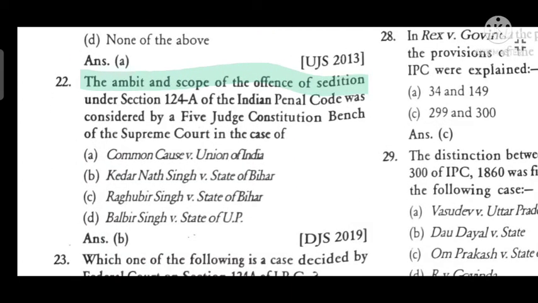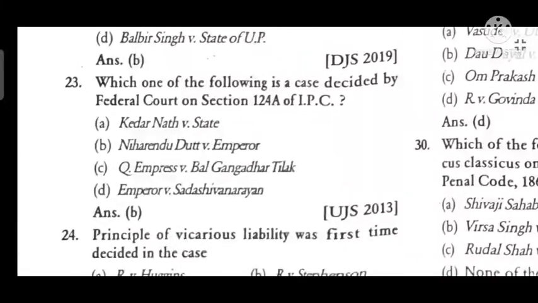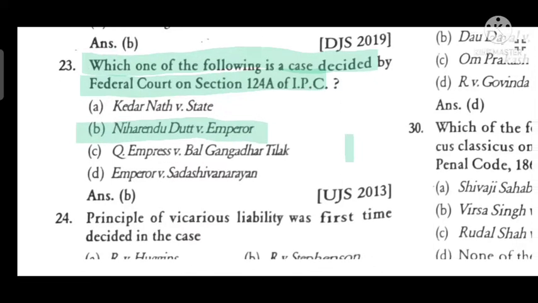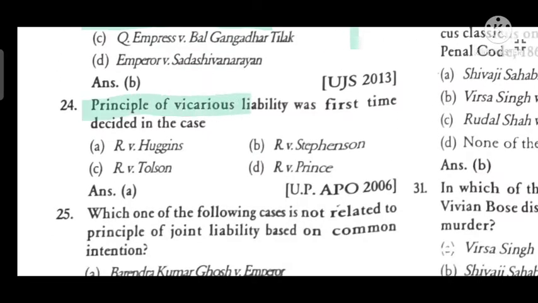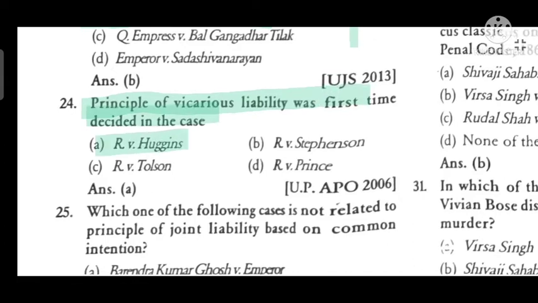The ambit and scope of the offence of sedition under section 124A of IPC was considered by a five-judge constitutional bench of the Supreme Court in the case of Kedarnath Singh versus State of Bihar. Which one of the following cases was decided by the Federal Court on section 124A of IPC? Niharendu Dutt versus Emperor. The principle of vicarious liability was first decided in the case of R versus Higgins.